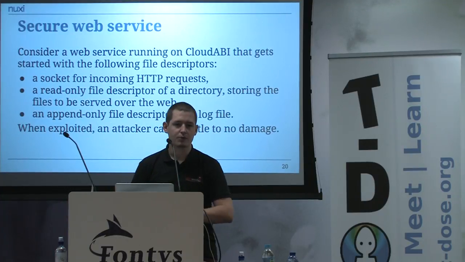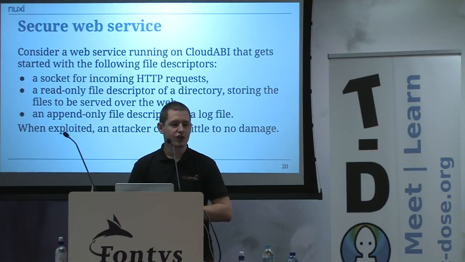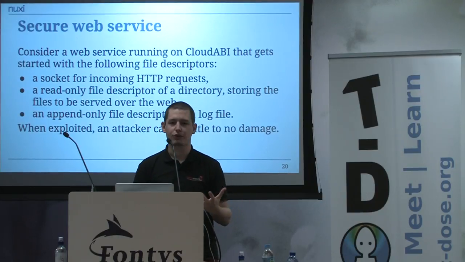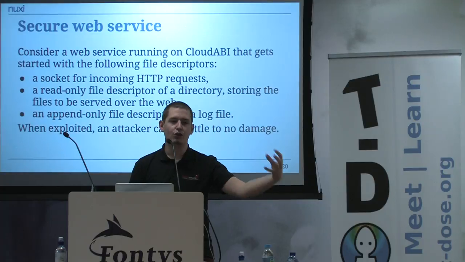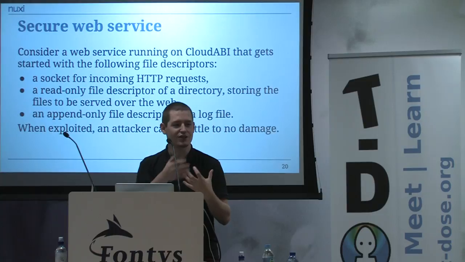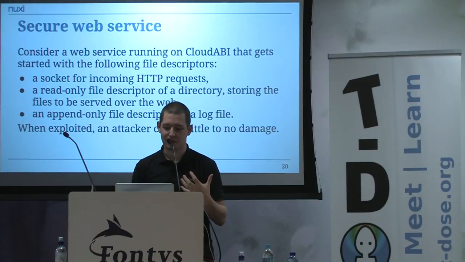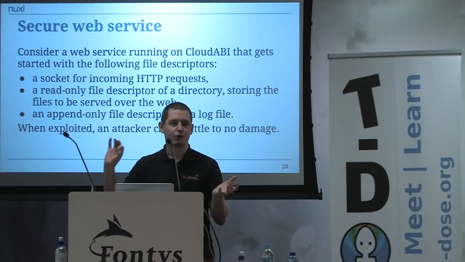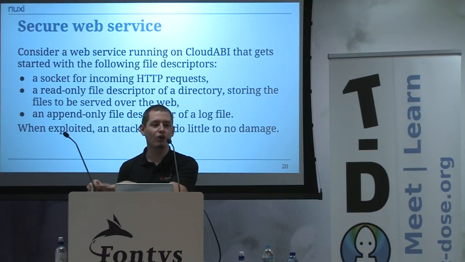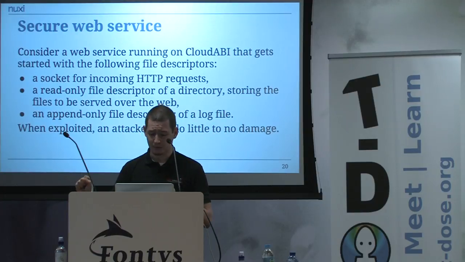So now if you want to model a web service using CloudABI, what you could do is make sure that you start up your web server process with just a couple of file descriptors, namely an already bound IPv4 or IPv6 socket that's listening on a certain port number and accepting requests. You can give it a read-only file descriptor to a certain directory in the system, meaning that files underneath can only be opened for reading. Regardless of your user, regardless of file system permissions, it's always only possible to open them for reading.